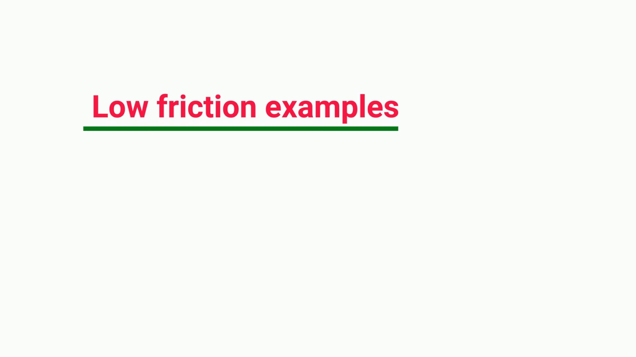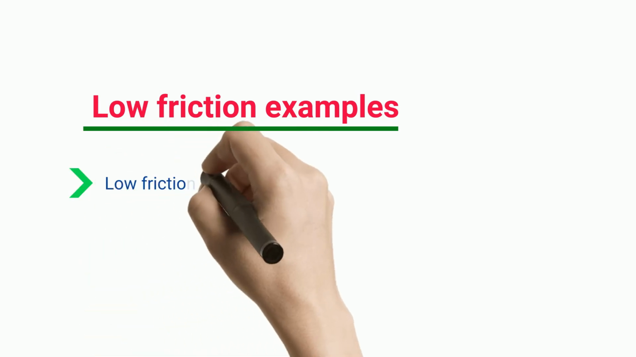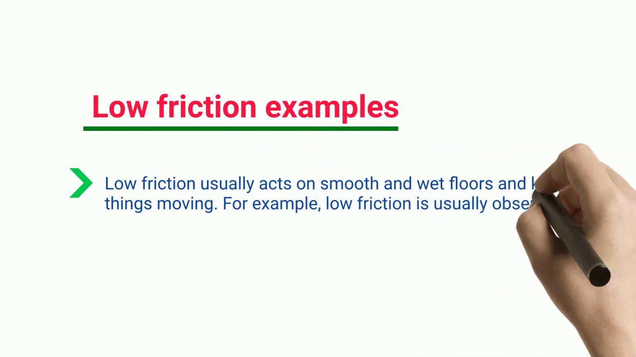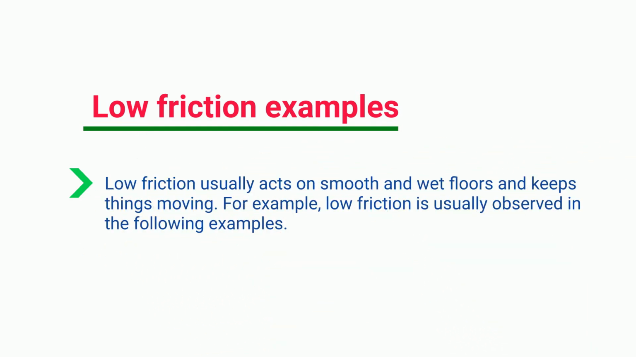Low friction examples. Low friction usually acts on smooth and wet floors and keeps things moving. For example, low friction is usually observed in the following examples.